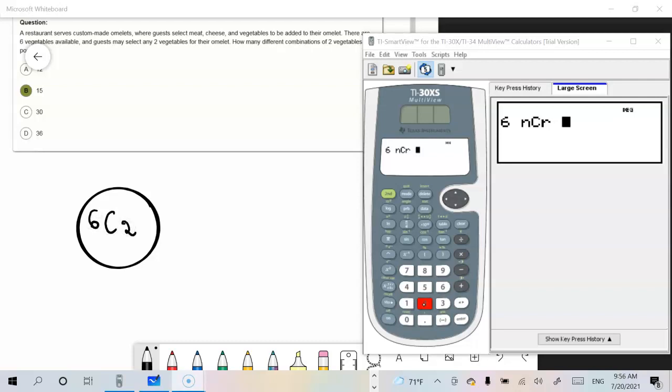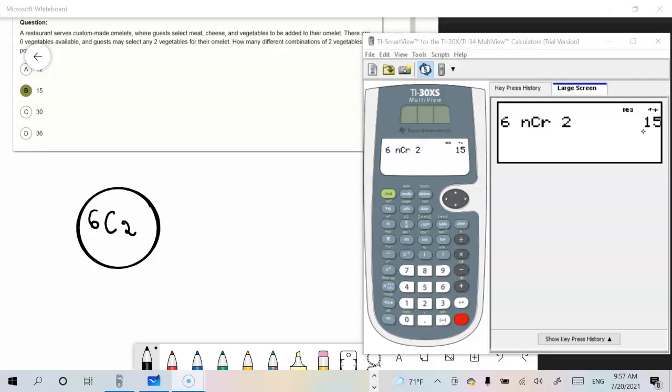So we are going to hit the 2 again. Okay, and now we are combining 6 objects 2 at a time. So we are going to press enter, and that's going to give us the answer, which is 15. Okay, so that's another way you have to solve the problem during your test, but you need to know what is the total of objects and how many objects you have to combine at a time. Okay, so now we're going to move on to the next problem.